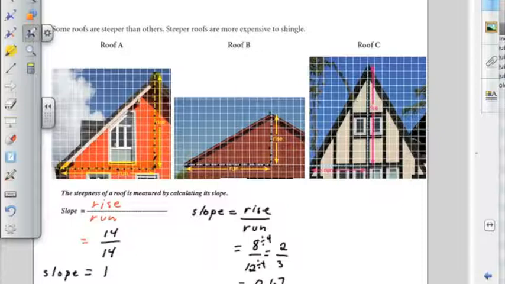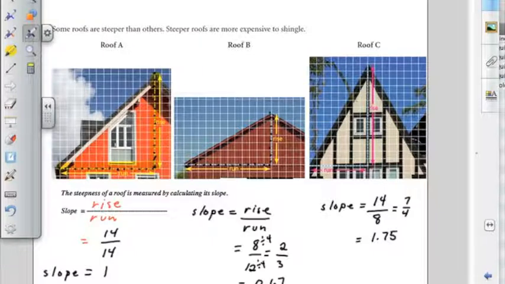Okay? The second roof, C, if we were to do the same calculation, we'd find that it had a rise equal to 14. If you were to count that out, it's 14 vertically, and a run equal to 8. Okay? And if you were to simplify that, you'd get 7 over 4. And if you were to actually do the division, 7 divided by 4 is going to be equal to 1. 4 goes into 7 once, so the remainder of 3, so that's 1.75.